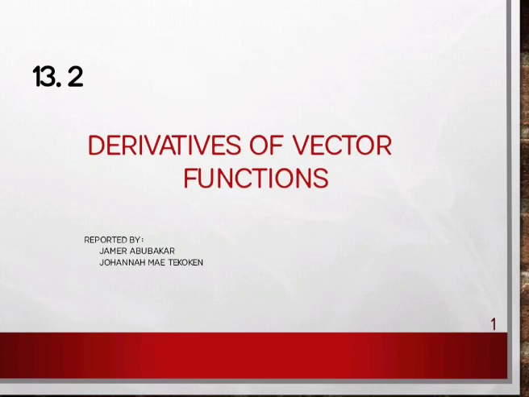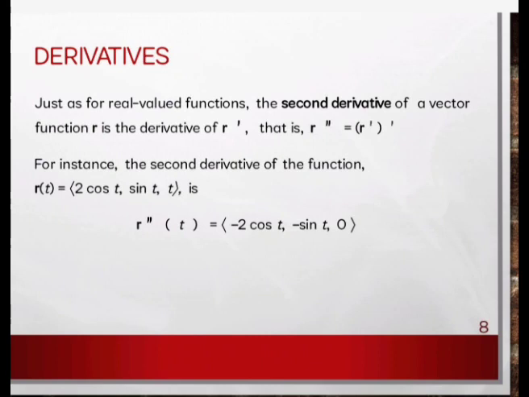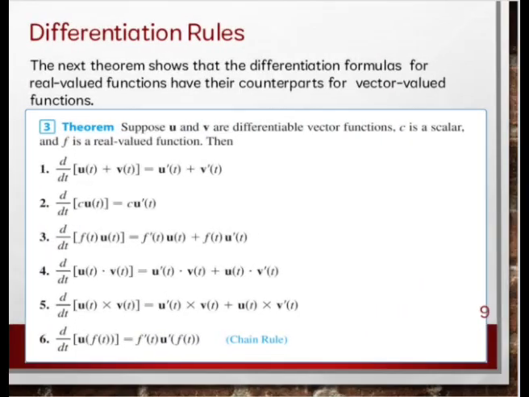Jamer Abubakar, the derivatives of vector functions. Just as for real-valued functions, the second derivative of a vector function r is the derivative of r prime, that is, r double prime is equal to r prime multiplied by its prime. For instance, we have an example here. Function r(t) is equal to 2 cosine t, sine t, and t. The second derivative of that function is r double prime (t) is equal to negative 2 cosine t, negative sine t, and 0. We have the differentiation rules.